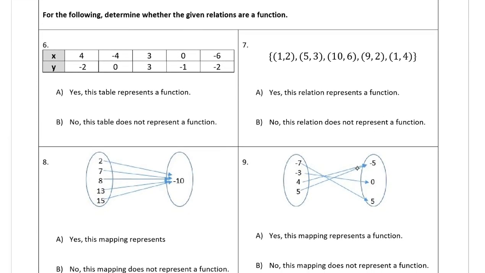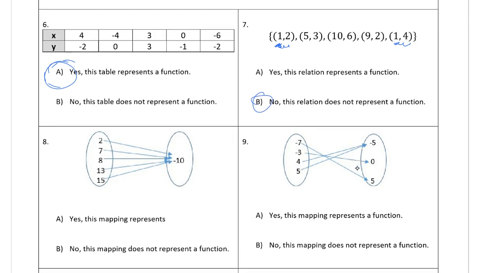Okay, we're deciding if the given relations are a function. So here, the key idea is that each x only goes to a single y value. So we have no repeating x values. In this case, let's see, no, no, no, no, no. So this one is a function because each x only goes to one y. Here, we can check. We look here, we see we have a repeating x value. So the 1 goes with a 2 and the 1 goes with a 4. So that's not going to be a function.